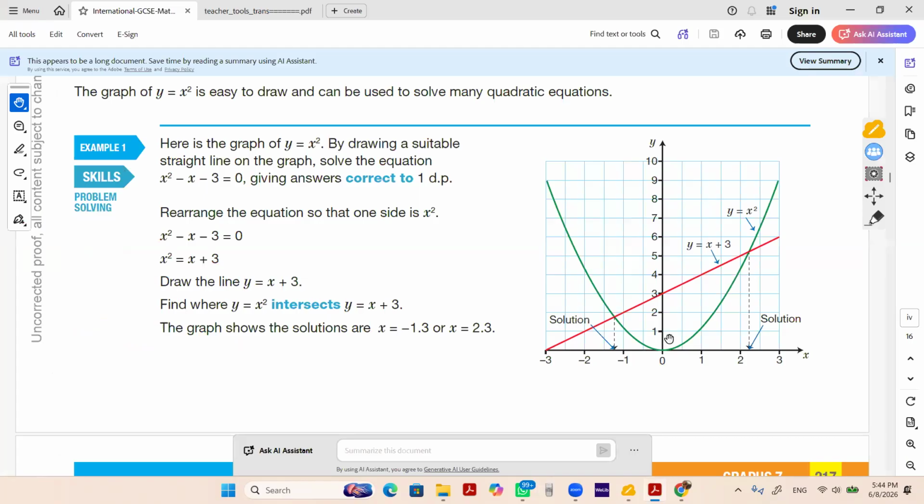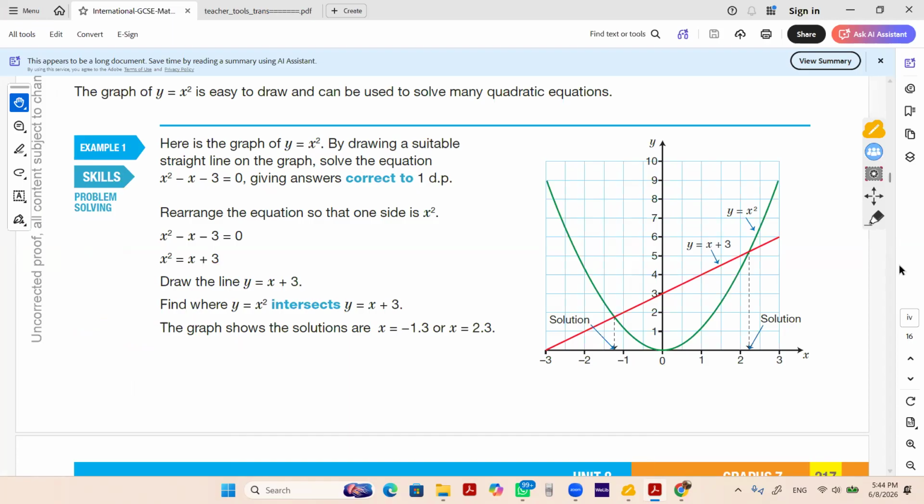We have a parabola which is the function y equals x squared. By drawing a suitable straight line on the graph, solve the equation x squared minus x minus 3 equals 0. Okay? This means we have to solve this one, x squared minus x minus 3. It means what? If we have to get x squared, it will be what?